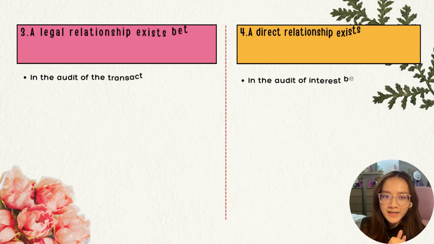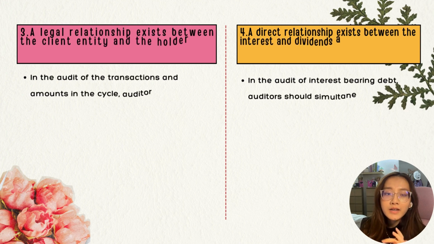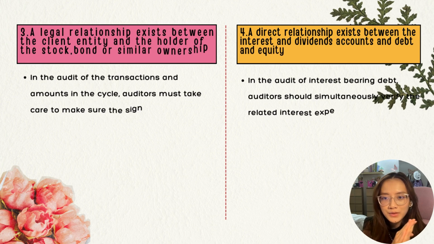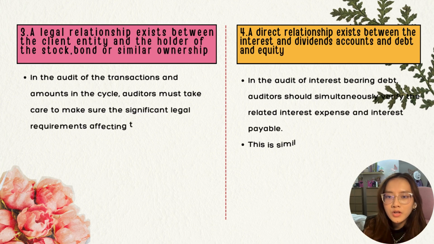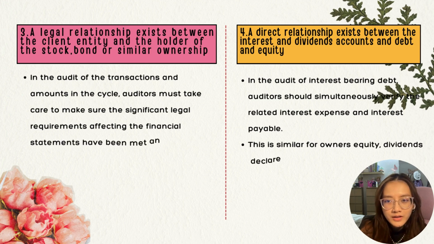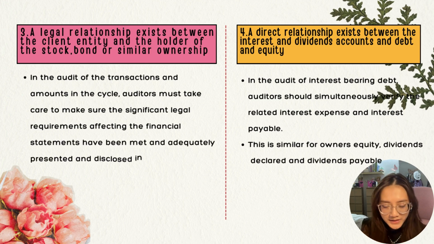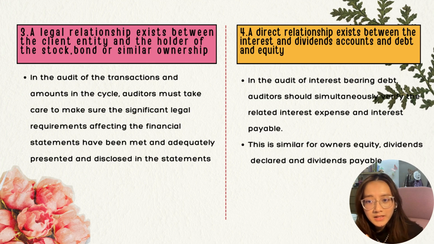Moving on to the next slide, which is my third point. A legal relationship exists between the client entity and the holder of the stock, bond, or similar ownership. What does this mean? This means that there is a formal legal connection between the family, client entity, and the investors or creditors who hold its stock, bonds, or other ownership instruments. This relationship is governed by legal agreements, regulations, and rights that impact how these financial instruments are handled and reported.